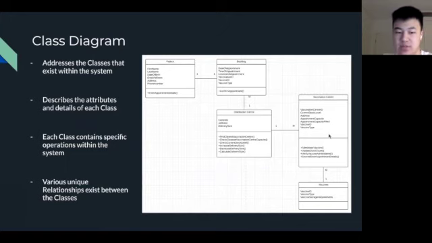And for the relationship between a vaccination center and vaccines, we can see that it is a one-to-many relationship, indicating that a vaccine can be distributed to many vaccination centers, while each center can only have one type of vaccine.